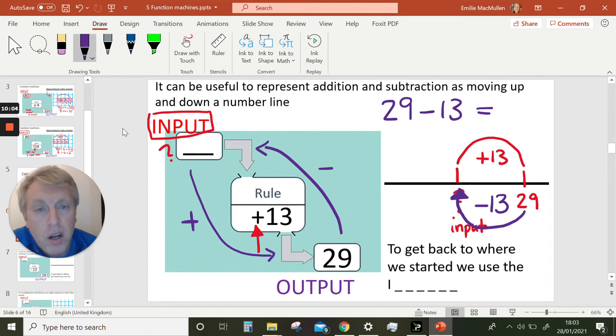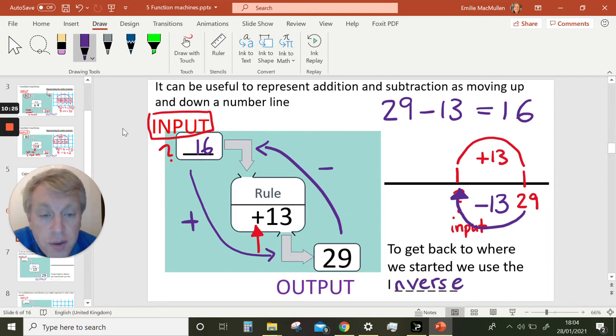13, well, 29 take away 10 is 19. 19 take away 3 is 16. And we can check it. Is 16 add 13 29? Yes, it is. So can you see, to get back to where we started, we use the inverse operation. The inverse operation.